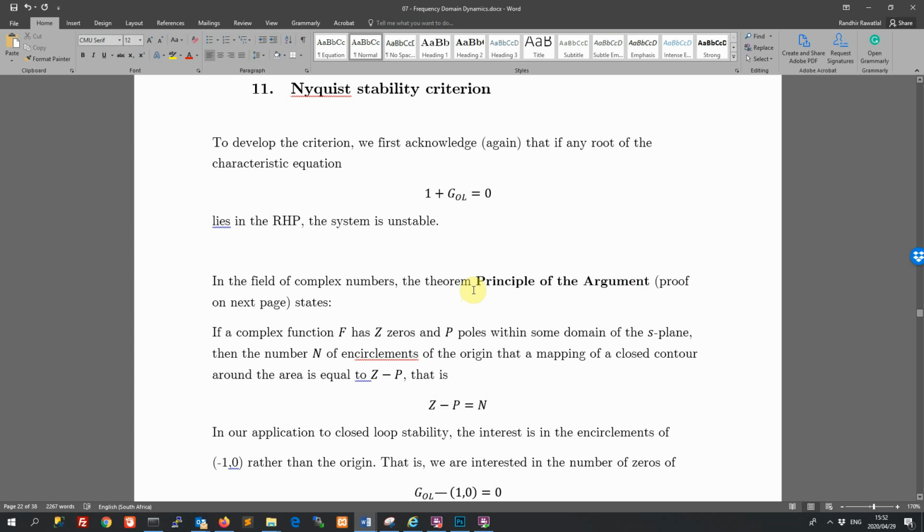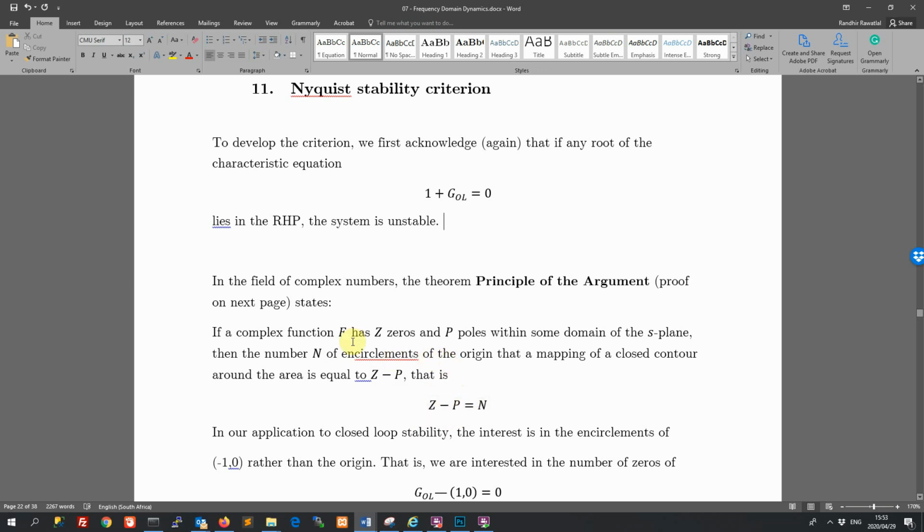Right? According to this theorem, the principle of the argument, the number of encirclements that f is going to make of the origin will equal the number of zeros that f has minus the number of poles. So if you have 3 s values where f goes to 0, then you have z equals 3. And if you have 2 values of s where f goes to infinity, then you have 2 poles.